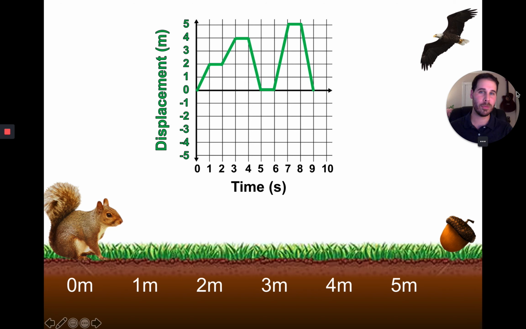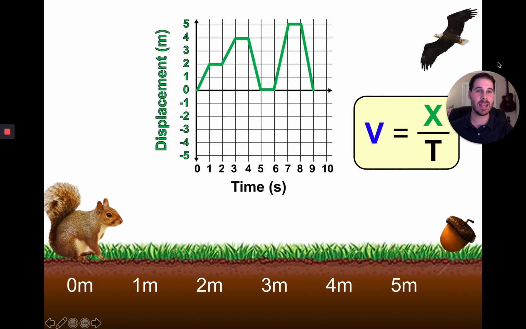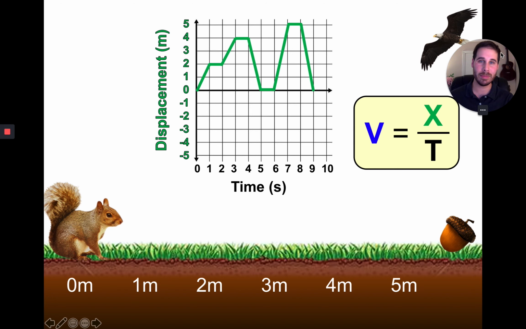If you remember that the formula for the velocity of an object is velocity equals displacement divided by time, then you'll recall that on a displacement and time graph, we have the two sets of information that we need in order to calculate velocity. So for example, in the first section of the graph, we could see that he travels a displacement of 2 meters in a time of 1 second. So we could pretty easily calculate his velocity. It's 2 meters per second.